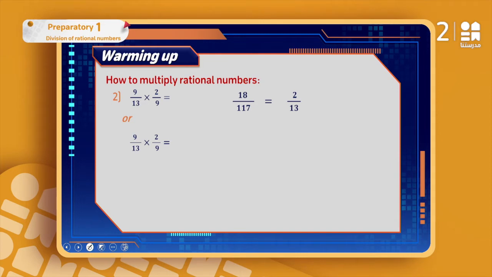But the better way here, just by looking, we can cancel 9 up and down, divide by 9 up and down. So it will be 1 times 2 is 2, and 1 times 13 is 13.